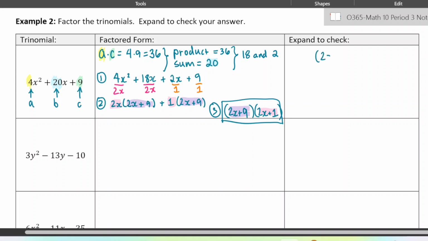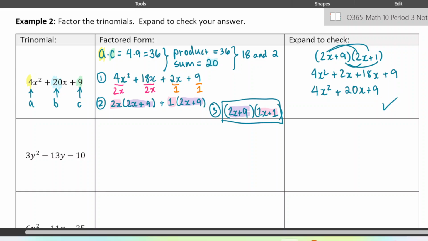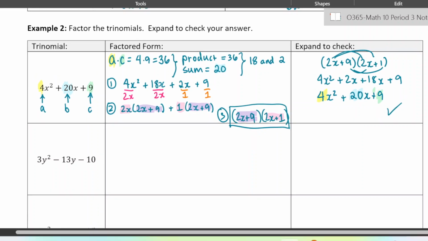I'm just going to do this quite quickly. Again, you can scroll back in this video if you need to see it a little bit slower. 2x times 2x is 4x squared. 2x times 1 is 2x. 9 times 2x is 18x, and 9 times 1 is 9. So I have 4x squared plus 20x plus 9. And that does match my original polynomial. I had a 4, a 20, and a 9 as my coefficients. So yep, we're good to go.